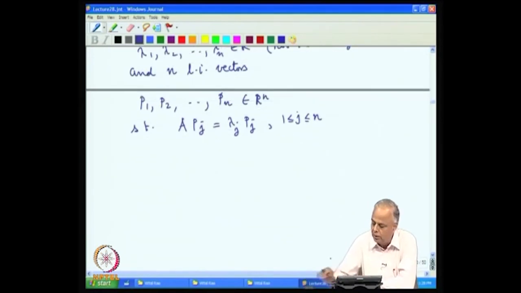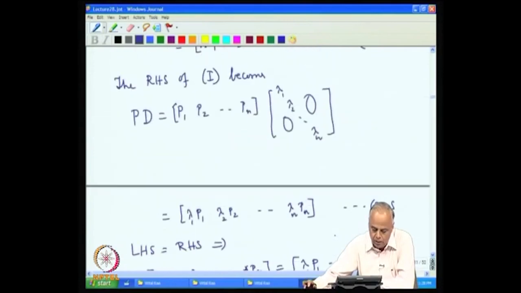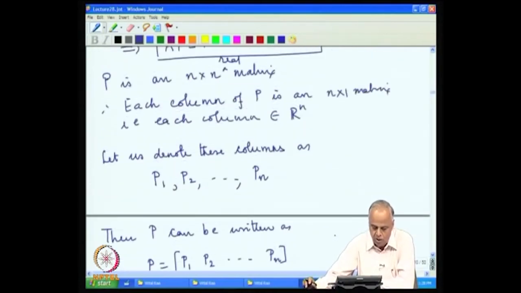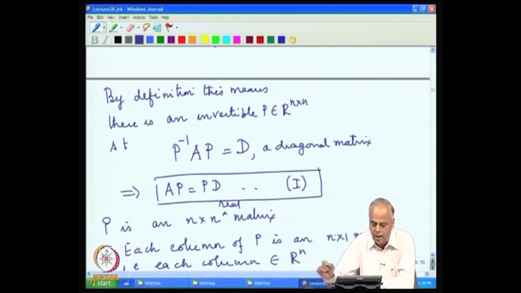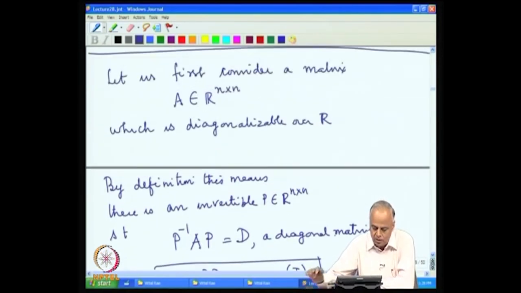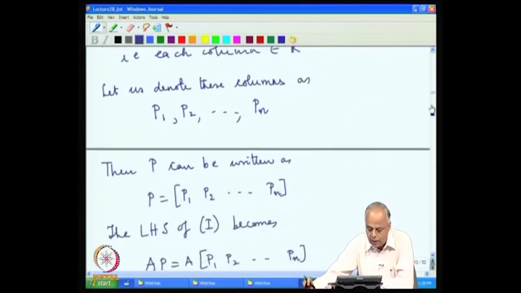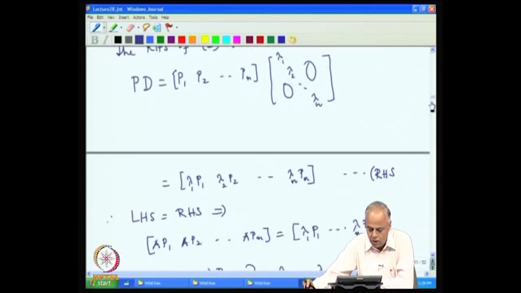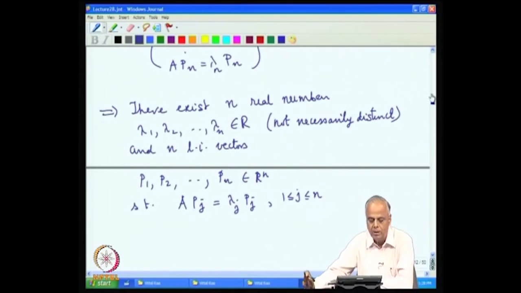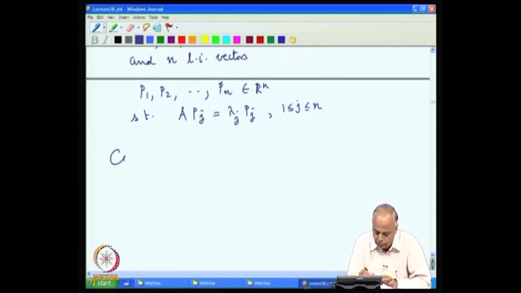So, what is our conclusion therefore? If you assumed or if you know that A is a diagonalizable matrix, we started off with A as a diagonalizable matrix and we are able to conclude that this would force the existence of n real numbers lambda 1, lambda 2, lambda n and n linearly independent vectors p 1, p 2, p n. So, what is our conclusion? Let us call this conclusion 1.